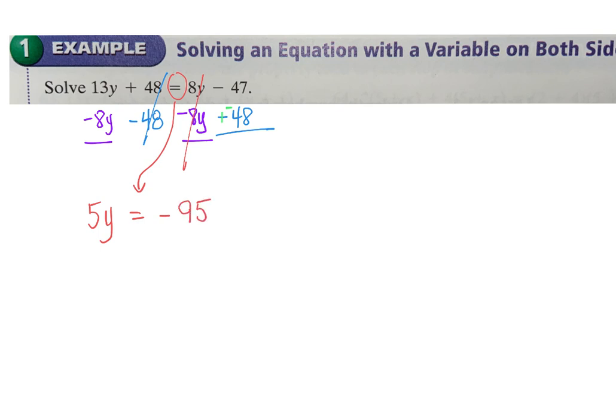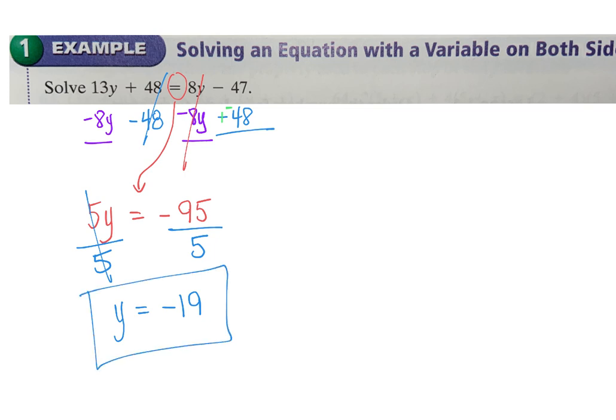All right? Once I have all my variables to one side and all my numbers to the other, I simply divide. Okay? So I'm going to take this and I'm going to divide both sides by 5. Remember, when I'm talking about multiplication, I'm trying to get it to a 1. So I'm trying to multiply by the reciprocal here, or divide. Divide by 5 here means I need to divide by 5 there. Negative 95 divided by positive 5 is what? Negative 19. That is my answer.